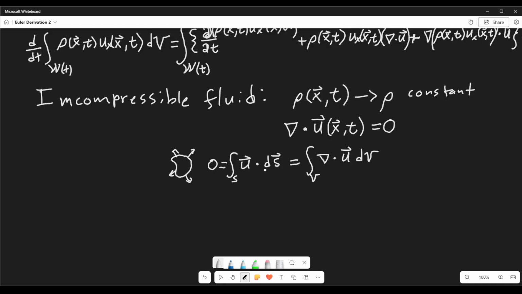So this basically implies that this is always 0. That implies that this is always 0. Volume is always positive, so it implies that the divergence of u has to be 0 everywhere, because these surfaces are arbitrary. And nowhere is there any surface where it can generate fluid or have fluid dissipate into non-existence.